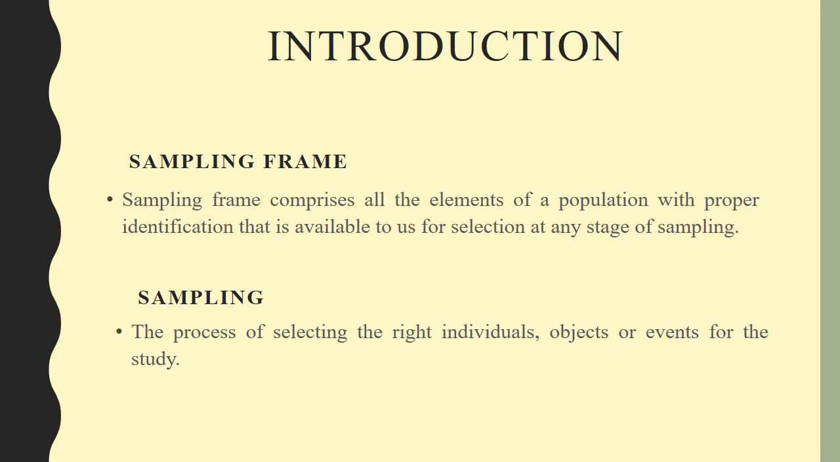Coming to the sampling frame, it comprises all the elements of a population. In the previous example, whatever elements we dealt with are the elements of that particular population. That is, he is doing an MBA, he has taken admission in first year or second year. So all those become the elements of a population with proper identification that is available to us for selection at any stage of sampling.